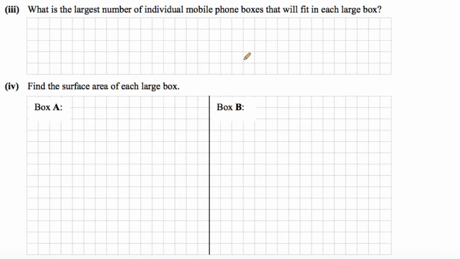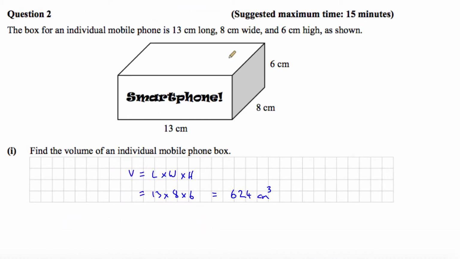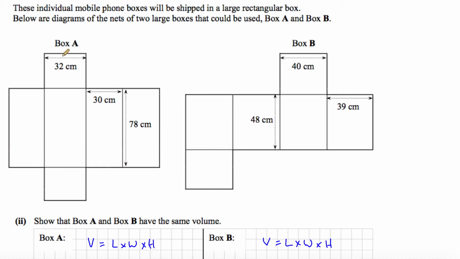Part 3 says what is the largest number of individual mobile phone boxes that will fit in each large box. Okay, so if we look at box A, remembering that the mobile phone boxes are 13, 8 and 6, that's the length, width and height. Will they divide into these numbers here evenly so that this cardboard box can be full to the very top of the smaller mobile phone boxes? So we can see here that 32 is divisible by 8, 30 is divisible by 6, and we can check then, is 78 divisible by 13?